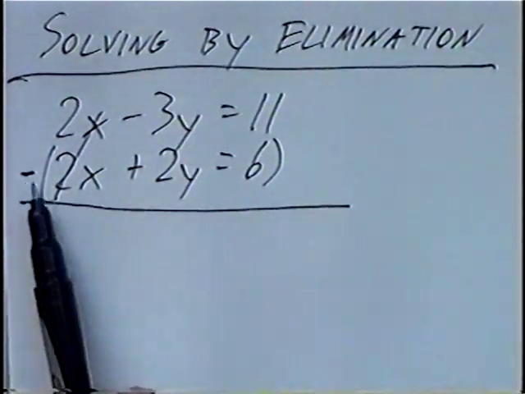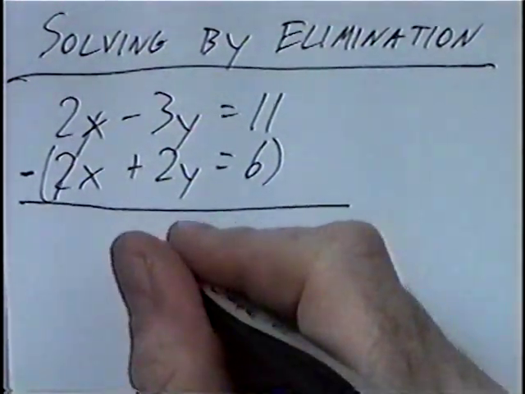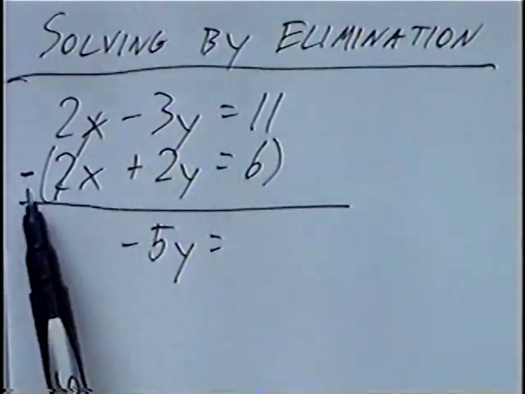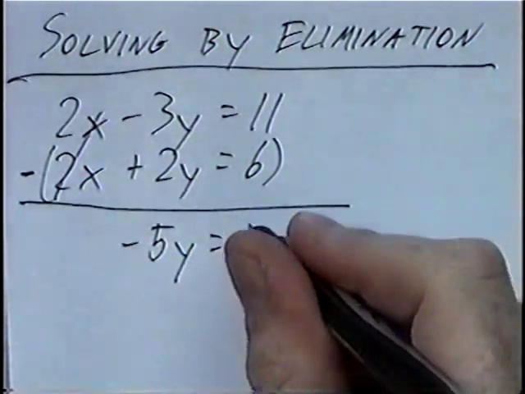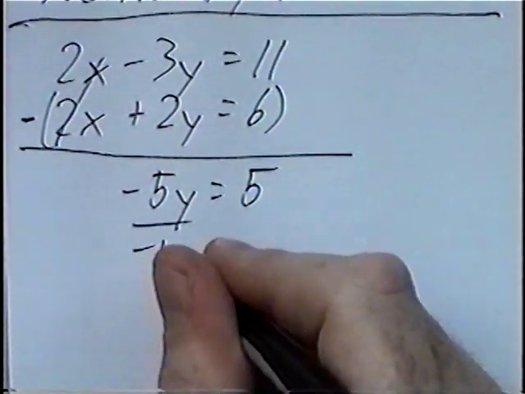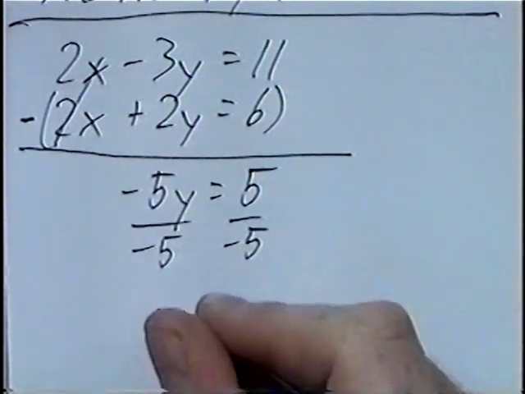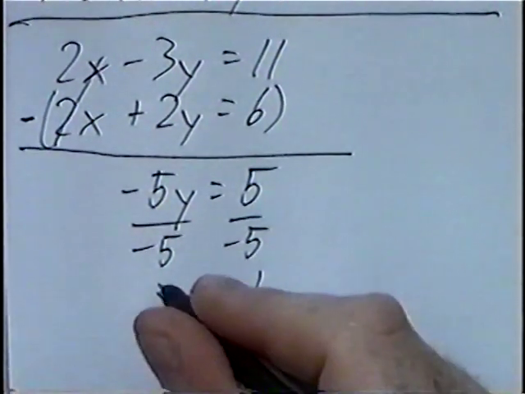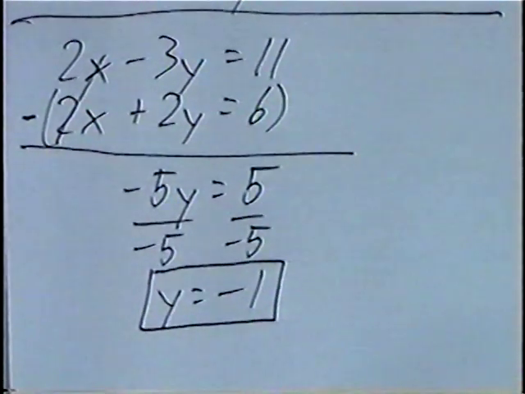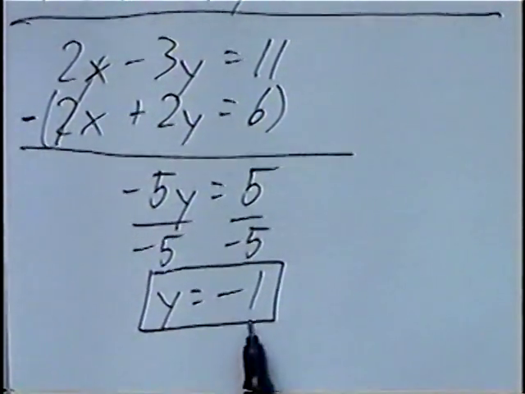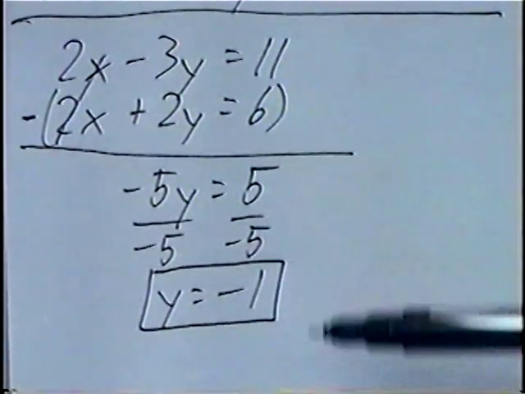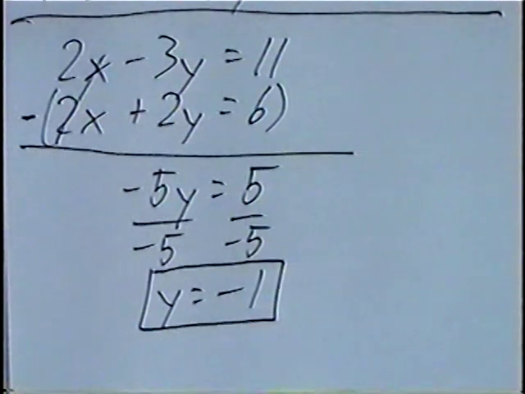Negative 3y minus 2y would be negative 5y. And 11 minus 6 would be 5. Solving, we can divide by negative 5, and y equals negative 1. To get the second part of the solution, we can take negative 1 for a y value, plug it into either equation, and that'll solve for x.